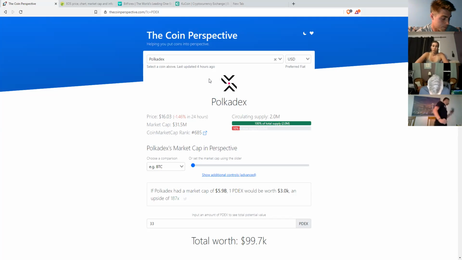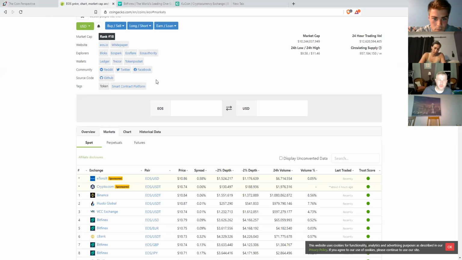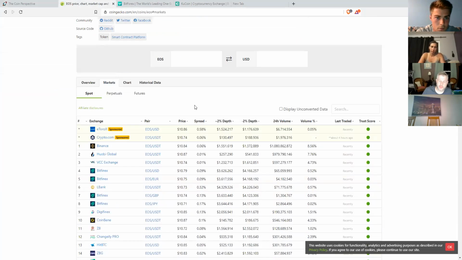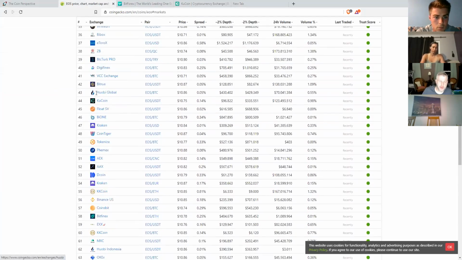As we learned with Super Big, getting in early matters. Big time. So does anybody have any questions about circulating supply, max supply, market cap, any of that type of stuff? You can go on CoinGecko and do the same thing.